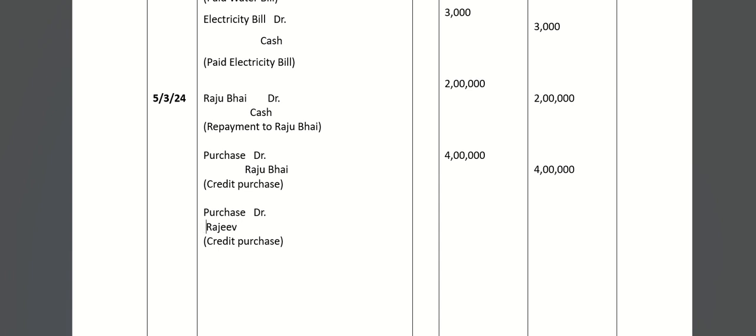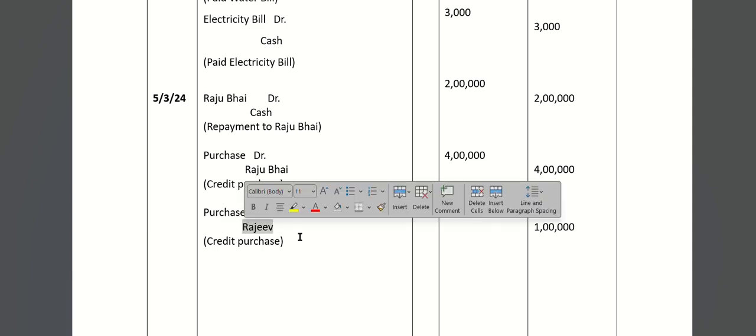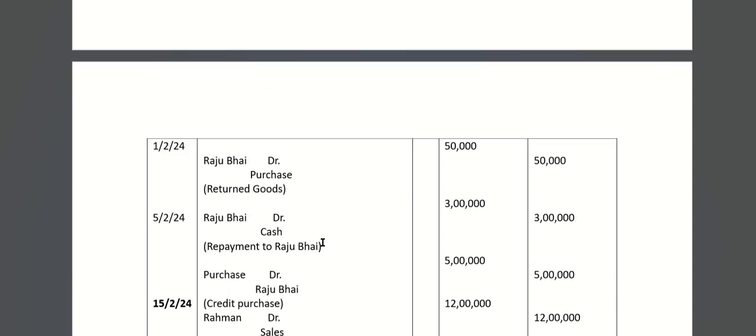The entry is the same because the same type of transaction happened. The amount is different, I think it is 1 lakh rupees. So we can write here 1 lakh. When you write 1 lakh parallel to purchase, it means we have made a purchase of 1 lakh rupees. When you write 1 lakh near to Rajiv, what does that mean? By making this purchase, we have got a new liability and we are obligated to pay 1 lakh to Rajiv. So I hope it is clear to you.